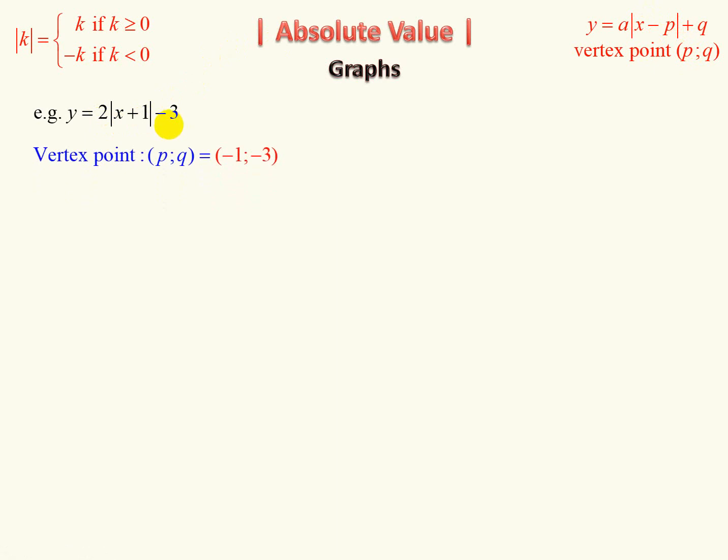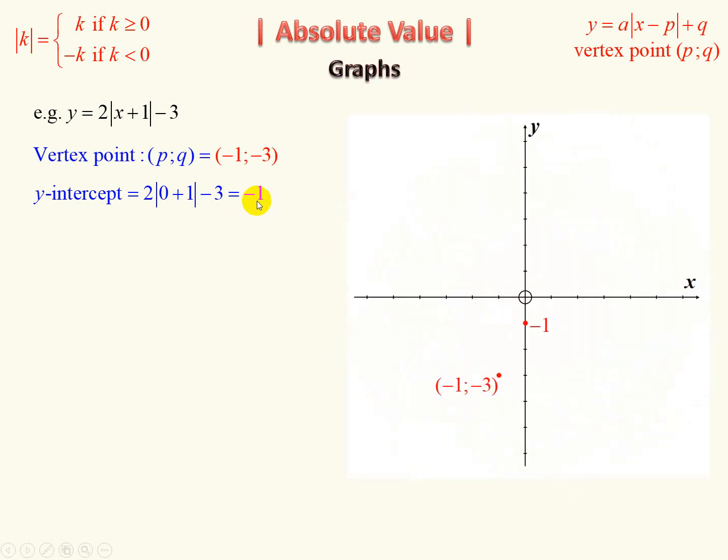That wasn't supposed to occur. Sorry about that. It's actually 2 into x plus 1 minus 3. Vertex point, minus 1, change the sign there, minus 3. So there's our vertex point. Y-intercept, we can find the y-intercept is minus 1. So there we have that so far.